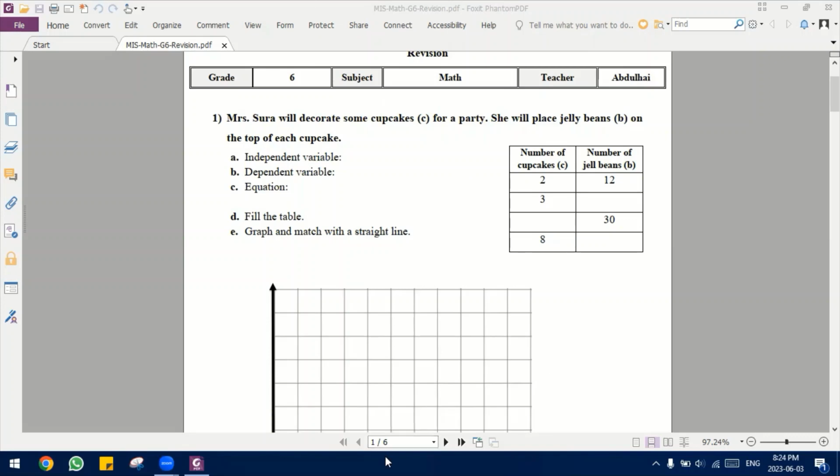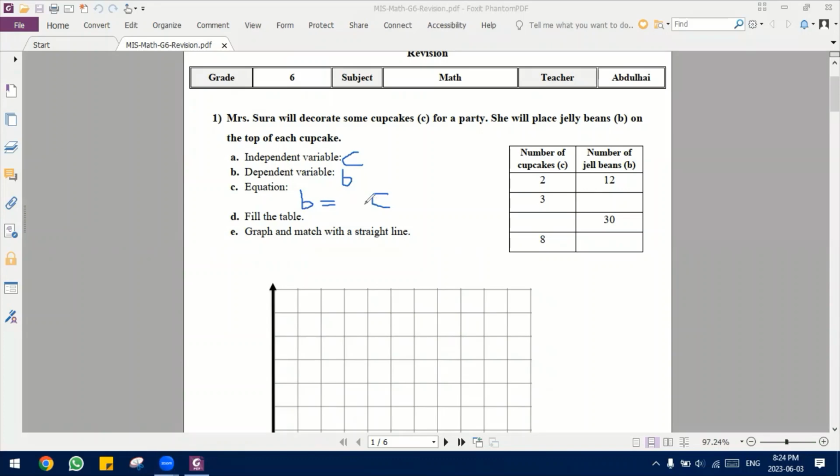So let me write it down. The independent variable is C, number of cupcakes. And the dependent variable is B, number of jelly beans, that depends on how many cupcakes I have. Now to write the equation, we said we should always put the dependent first. So B is equal to, because B depends on C, so we write here C.